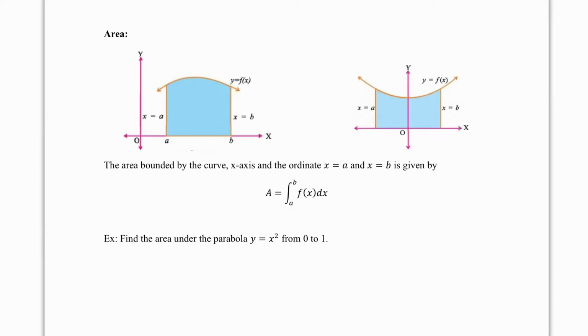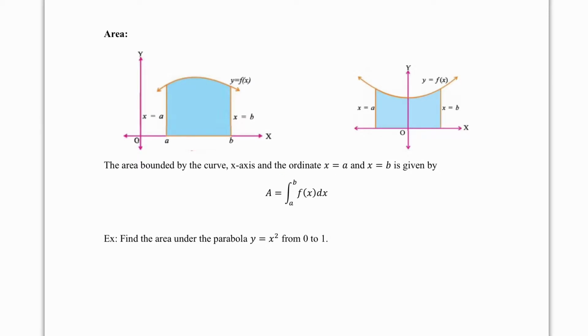Now, before we do, just to really hammer home this point, area is created by the integral. And so the area bounded by a curve in the x-axis and the coordinate x equals a and x equals b is given by this integral. So whether we're looking at a shape like this or a shape like this, if we have the beginning and the ending of the shape and we have the function that goes along the top, we simply do the integral and we get that total area.